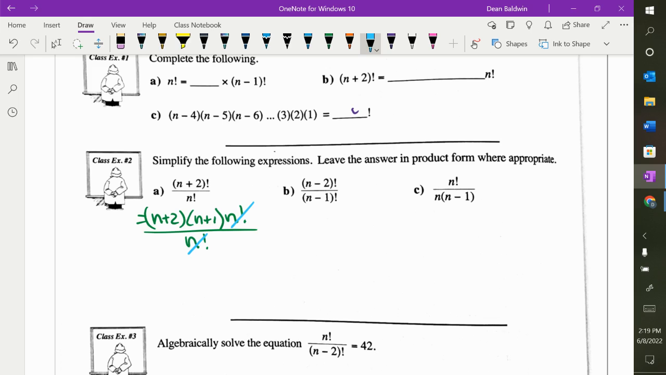Why does it spit out n factorial? Like n plus 2, n plus 1, why wouldn't it just be n? Because it has factorial at the beginning, which means I take this all the way down to 1. I keep taking 1 away until I get there.